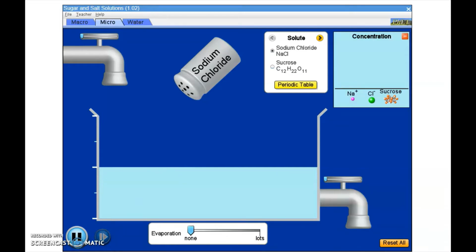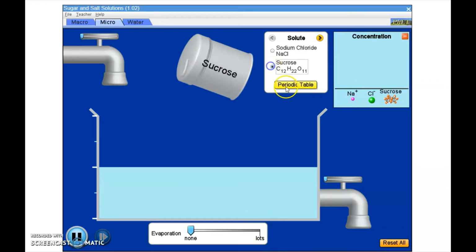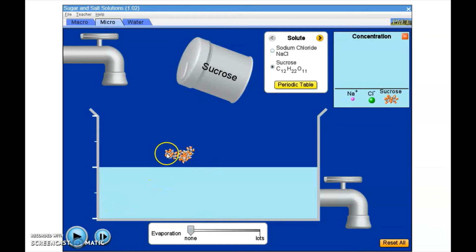Let's remove the solute, and let's add sucrose, which is sugar, table sugar. And we'll put that in. We see it's all in one big clump as it comes out of the sugar shaker. But it stays in these large clumps. They don't come apart. We have large sugar molecules, not little pieces that are charged. And these large molecules are not charged.